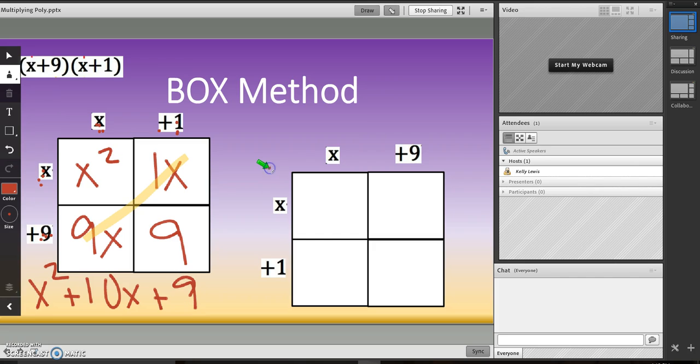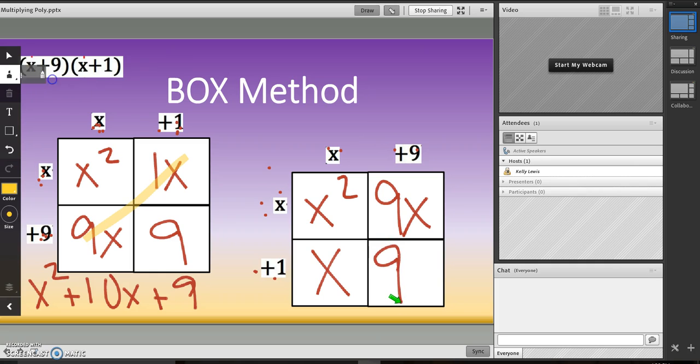And I did this over here because I wanted to show you it didn't matter if you did the x plus 1 on the top or on the side. So we still would get x times x is x squared. x times 9 is 9x. x times 1 is 1x, which is x. 1 times 9 is 9. And our diagonal is the like terms. So we still get x squared, 9 plus 1 is 10x, plus 9. You still get the same thing.